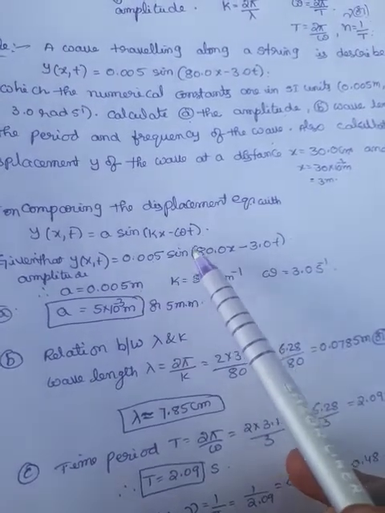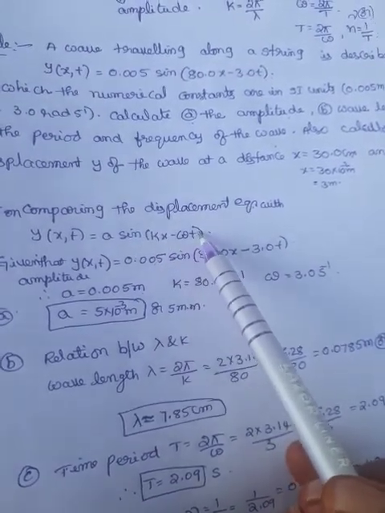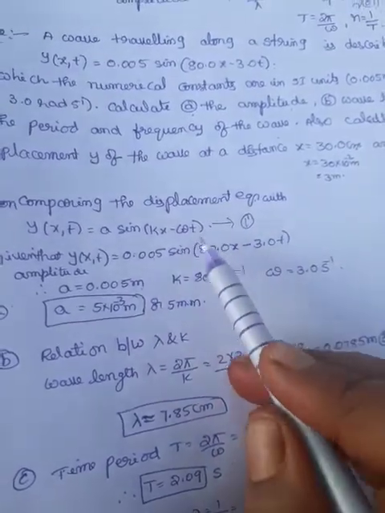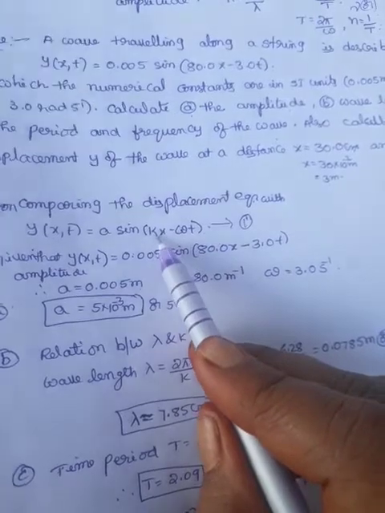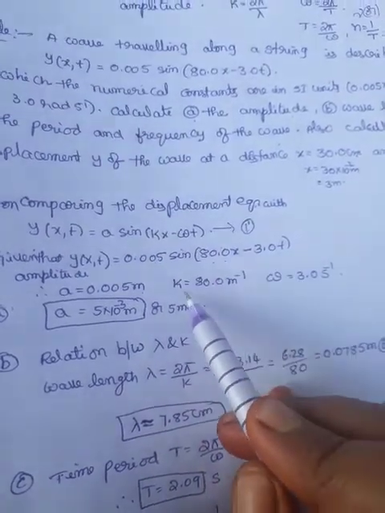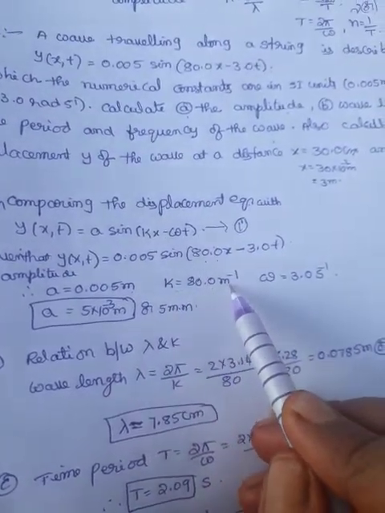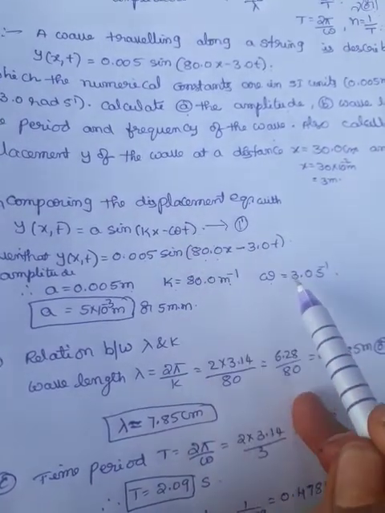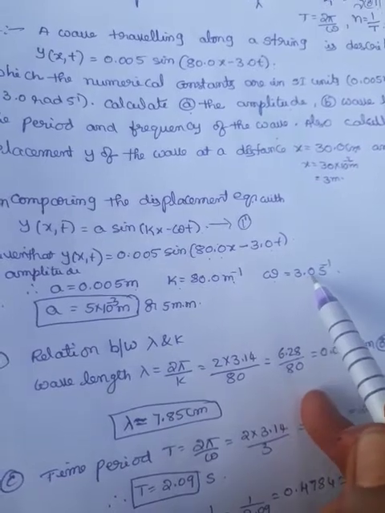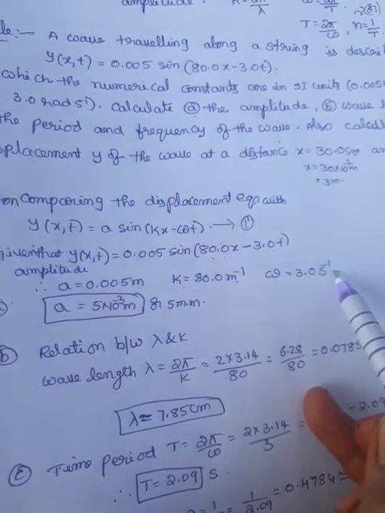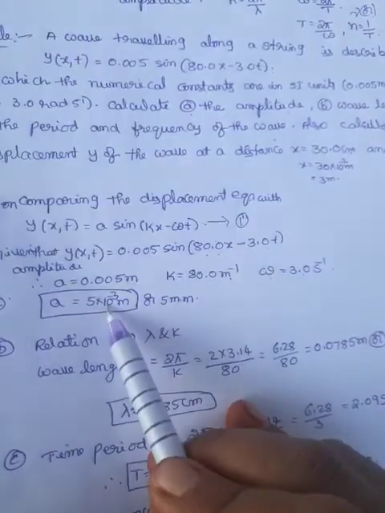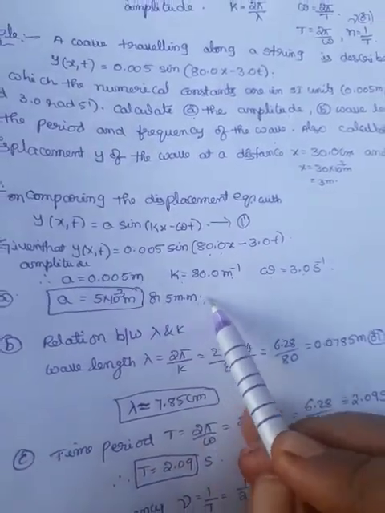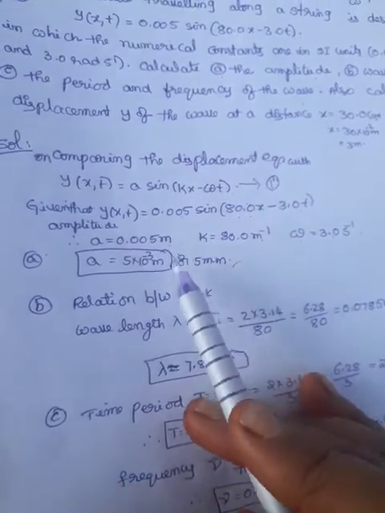Next, comparing with equation number 1, in place of k the value is 80.0, so k = 80.0 meter inverse, and ω compared with this equation is ω = 3.0 second inverse. Here the amplitude is 5 into 10 power minus 3 meters, or 5 millimeters; the units are different.